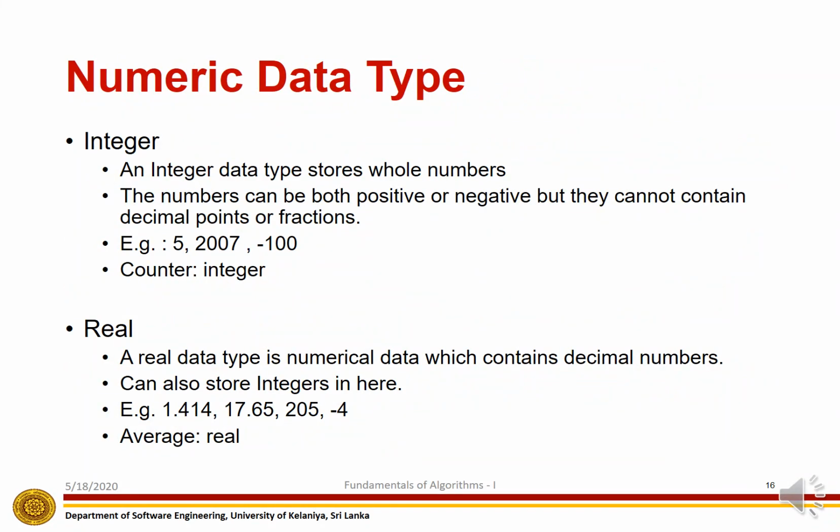Now we will see the most commonly supported data types in programming languages. First we will talk about numeric data types. First one is integer. An integer data type stores whole numbers. Those numbers can be both positive or negative, but they cannot contain decimal points or fractions. Examples for integers are 5, 2007, minus 100, like that.